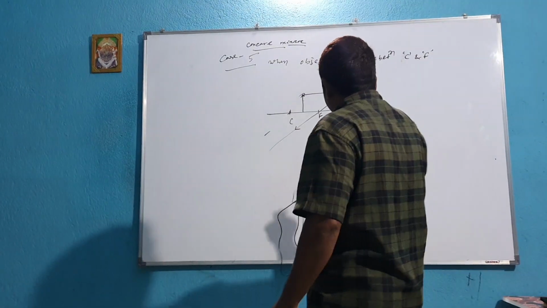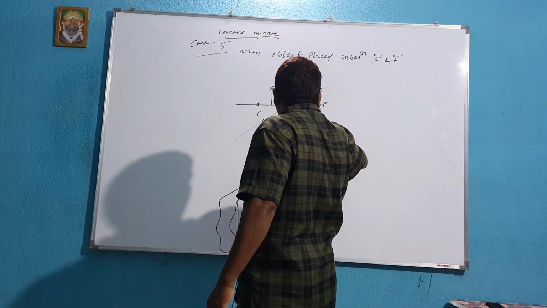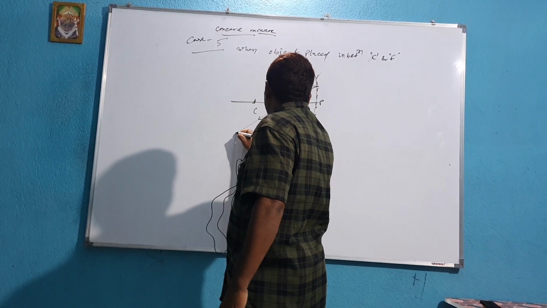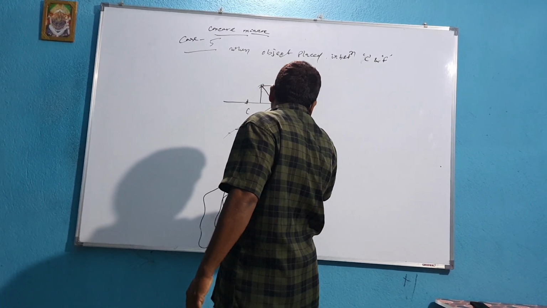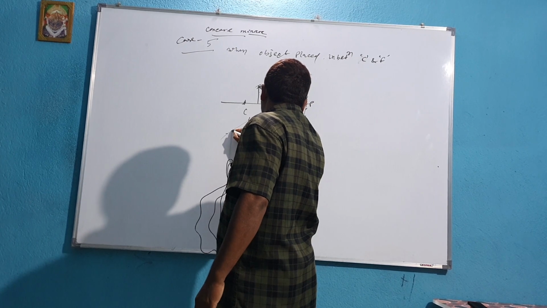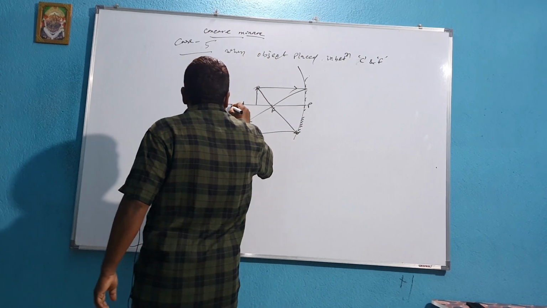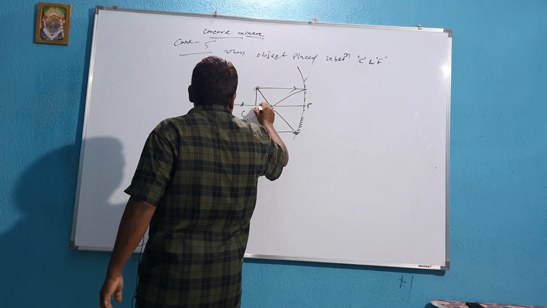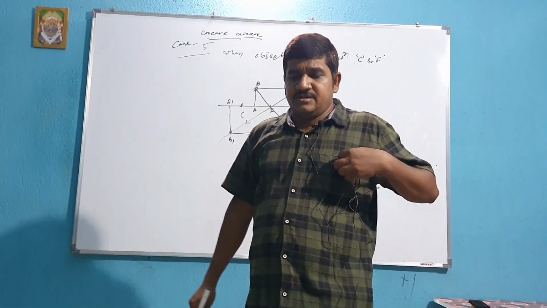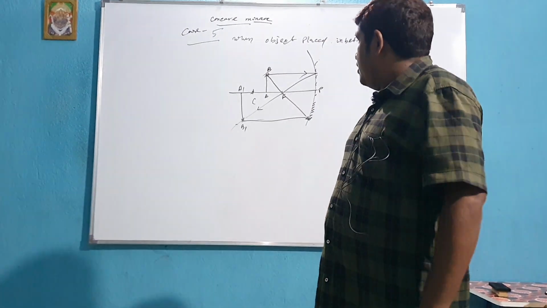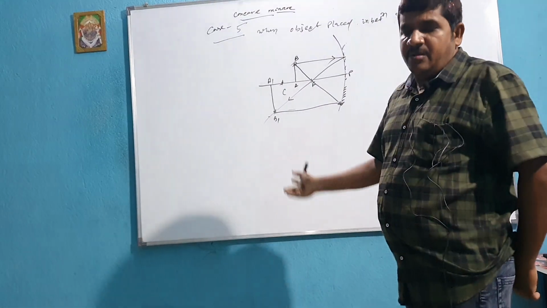Better is you use the same rules. It also passes through the focus, and when it strikes the mirror, it goes parallel. Then this is the image, A, B, A dash, B dash. So when object is placed between C and F, center of curvature and focus, image is formed beyond the C.